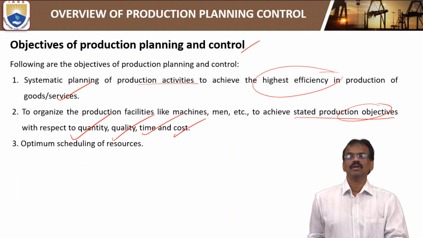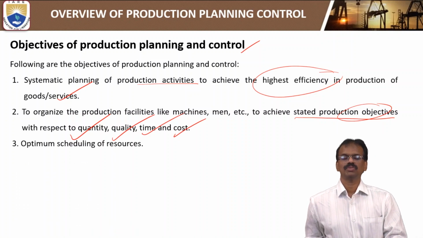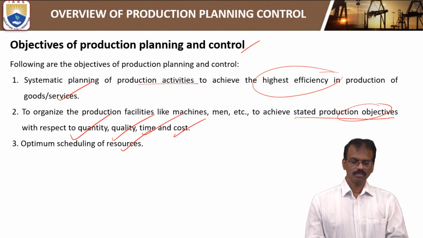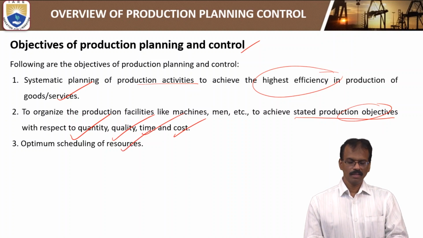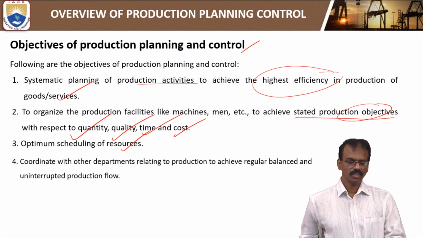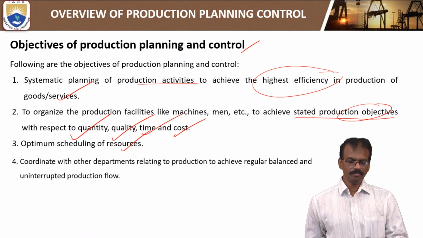Next, optimum scheduling of the resources. Proper scheduling of utilization of resources, and next, scheduling or dispatching of the finished products also. For this we will use production planning and control. Next one is the coordination.